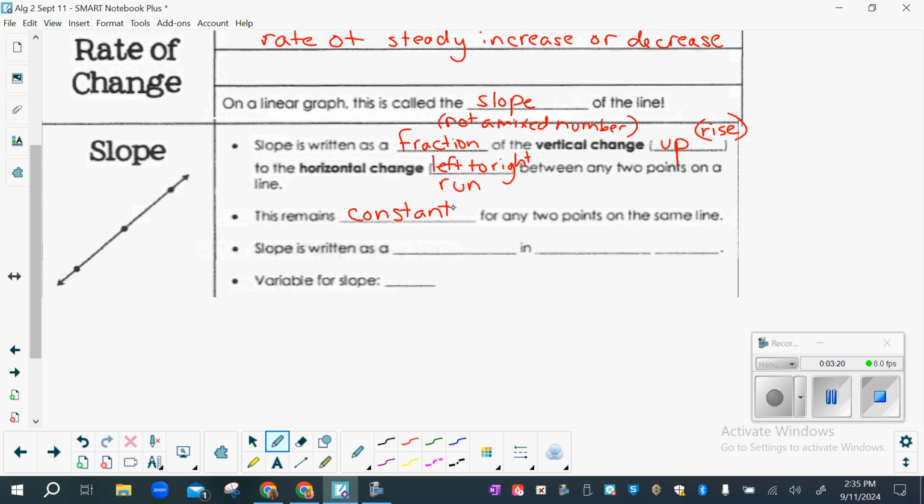So it is written as a fraction in simplest form. Do you remember the variable for slope? The letter M. Okay, on to the next page.